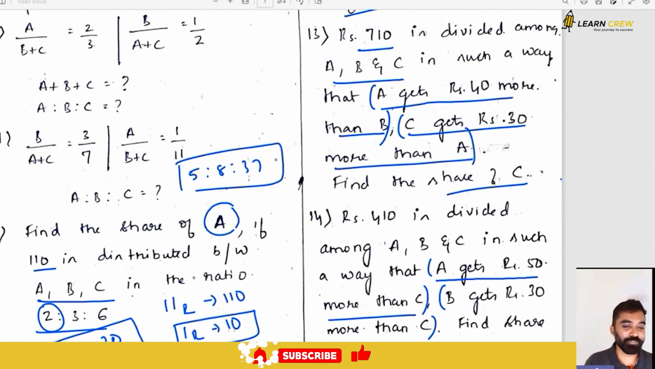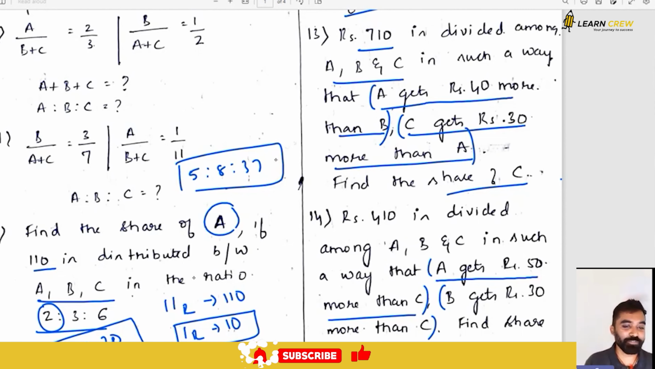Now, from the 15th one, it is age-based problems. For age-based problems, let us start understanding this. Given age and this is ratio, this is in terms of ratio. Age can vary with time. Ratio cannot vary with time.